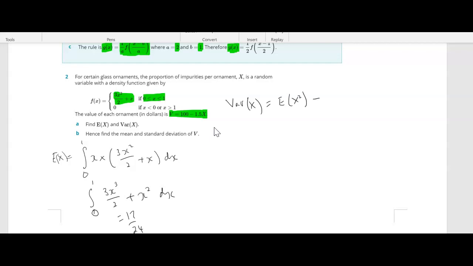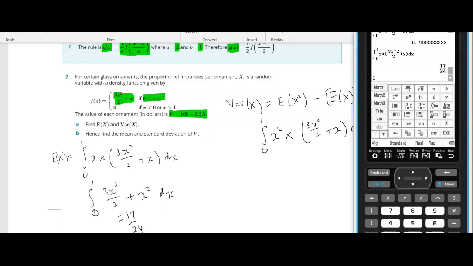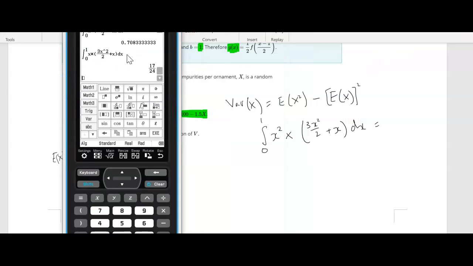Now it wrote it as mu squared, but because I used ex before, I'm just going to use ex all squared, which is the same thing. So we've got to find the expected value of x squared. So when we do that, 0, 1, instead of x, we write x squared, so whatever your function is, times 3x squared on 2 plus x dx. And again, I'm just going to do that on the calculator, but have a go at doing it by hand. It's not a hard one to do by hand.